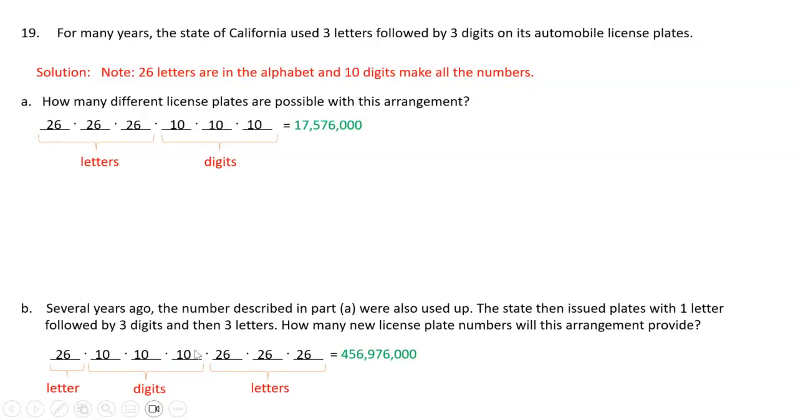But here, guys, there was no restriction. That was here, guys, there were no restrictions at all. It just says there was 1 letter followed by 3 digits followed by 3 letters. But if there was a restriction, that's the way you would do it.